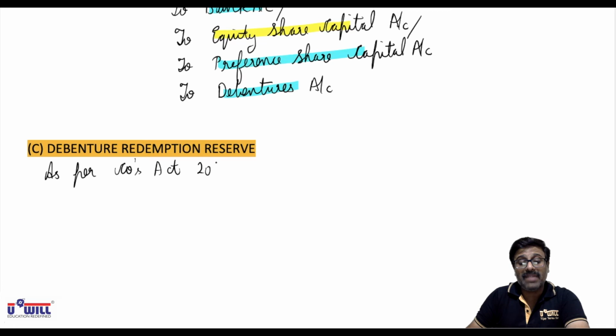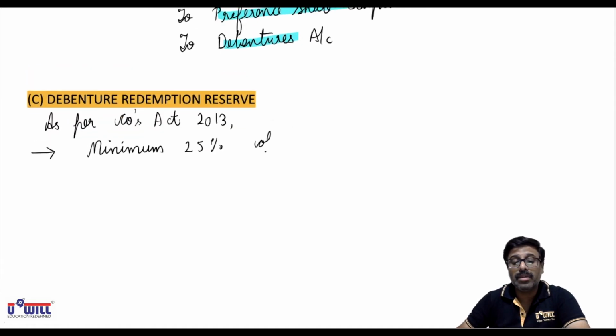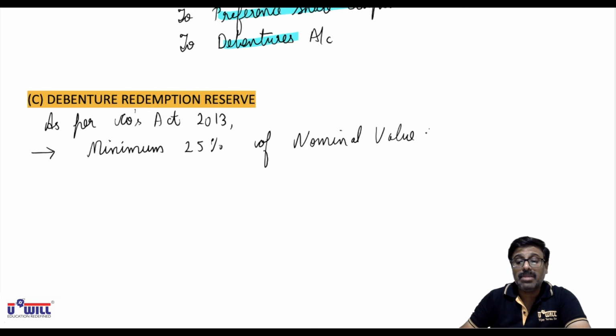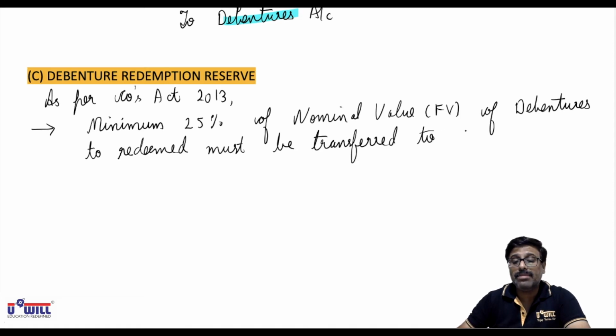2 points you all have to remember which will affect our journal entries also. Number one, minimum, means at least, minimum 25% of the nominal value or face value of debentures to be redeemed must be transferred to debenture redemption reserve.